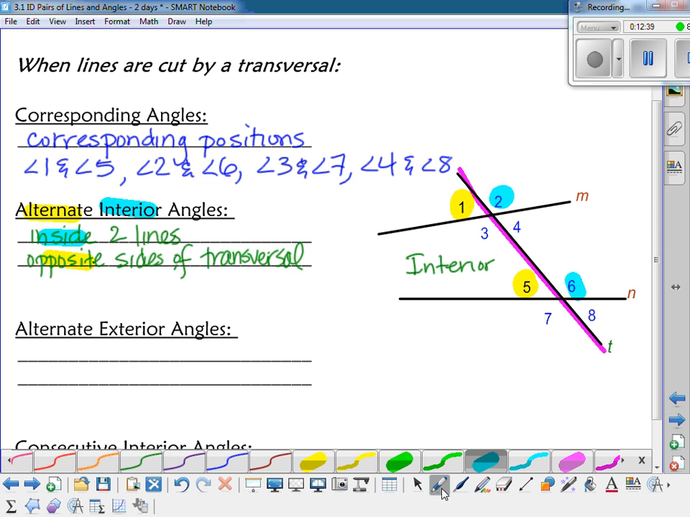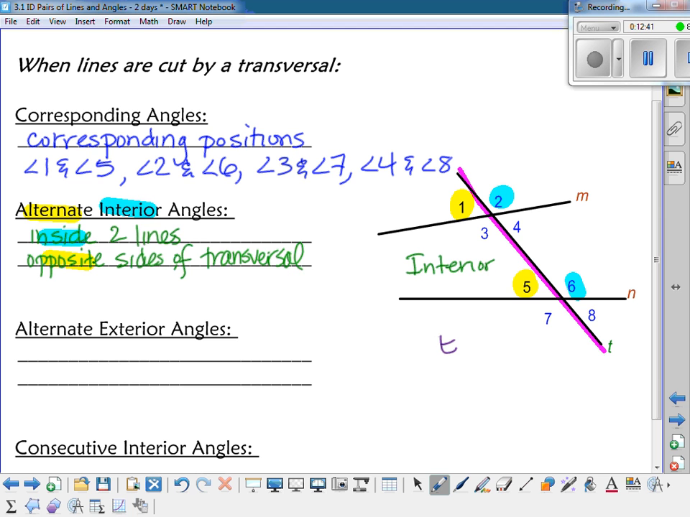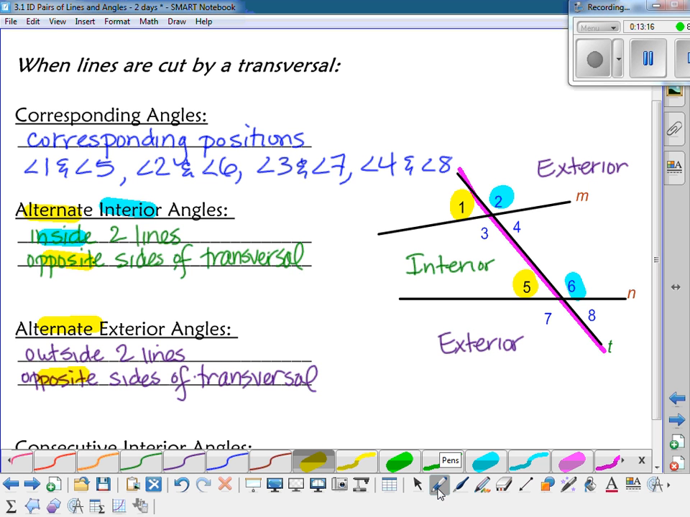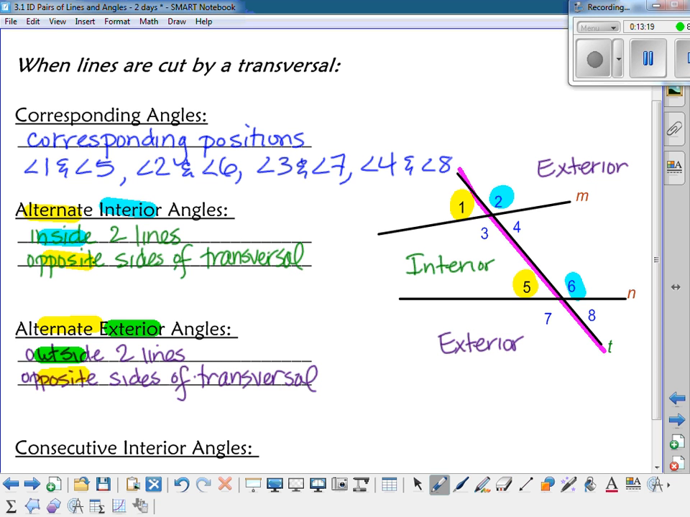The exterior would be outside of the line. So down here is the exterior, and up here is also exterior. And so alternate exterior angles are outside the two lines, but they're still on opposite sides of the transversal. So again, alternate meaning opposite sides, and exterior meaning outside.